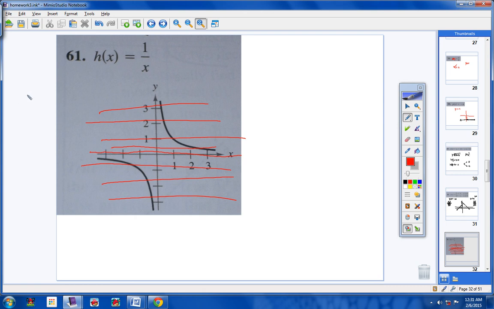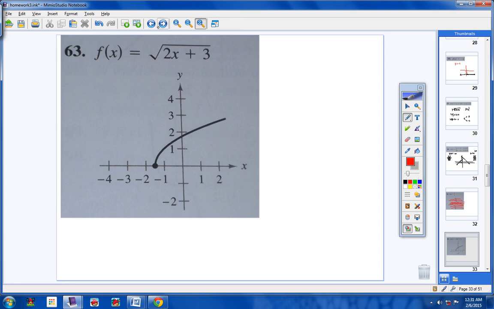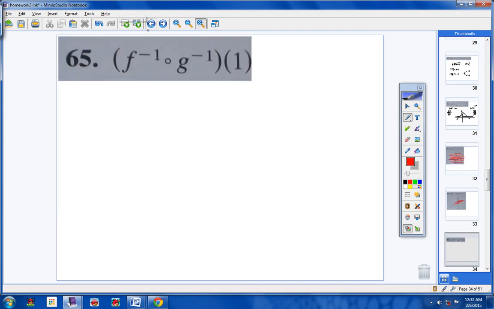Alright, let's continue on to number 63. Now, okay, here we go. Horizontal line test. Totally passes. So number 63 does have an inverse function. Yes, it does.